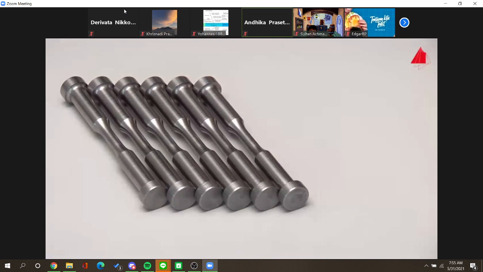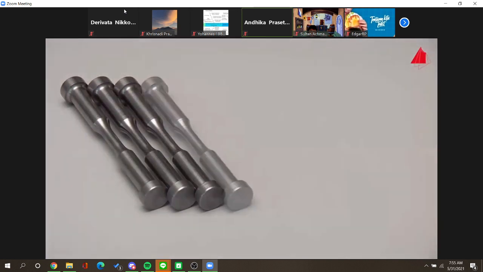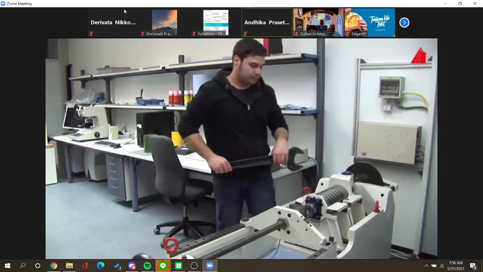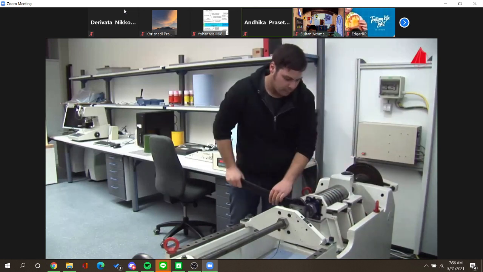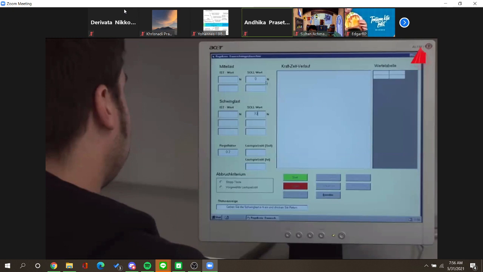Additional specimens complete the series of measurements. Some of the specimens are tested with the same load we've already used. In this way, we get an impression of the range of scattering.